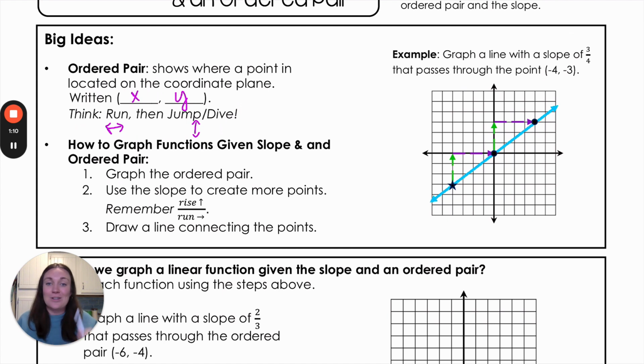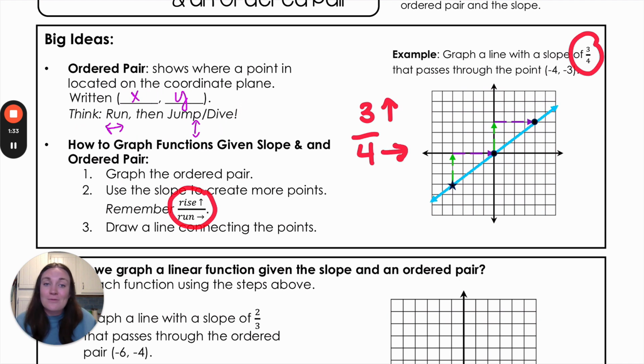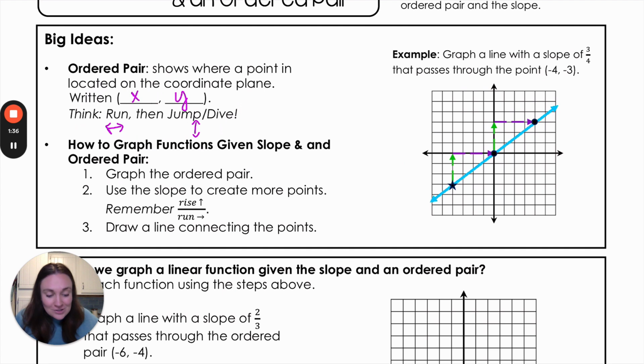Now our second step is to use that slope to make more points. When we were finding slope from a graph, we saw those little steps that it formed. We're going to do the same thing here, but to create the other points instead of to find the slope. Our slope is always written as rise over run. If my slope is 3/4, the 3 represents my rise, how far up I'm going, and the 4 represents my run, and we're always going left to right. So I'm going to start at that point and go up 3, over 4, make a point, up 3, over 4, make another point, and as you can see, those 3 points line up perfectly to graph a line.